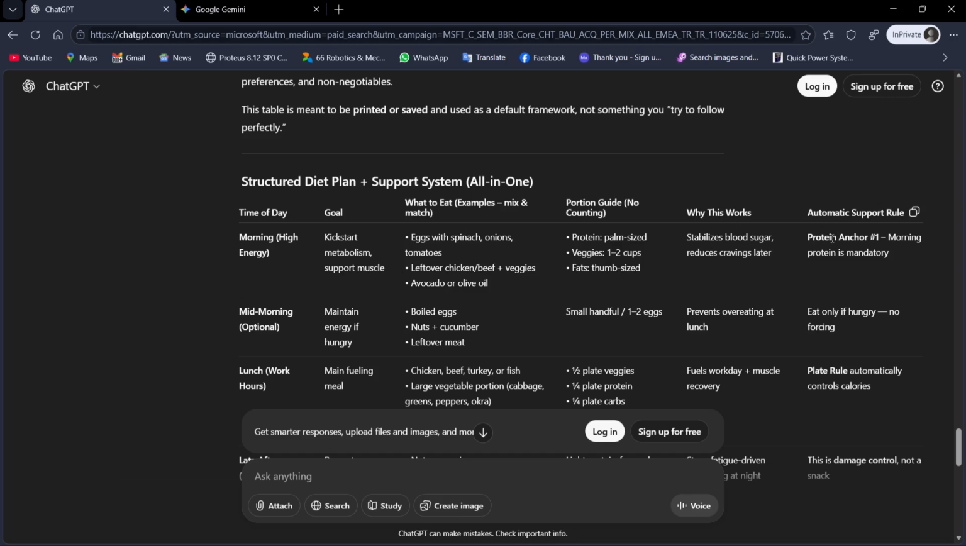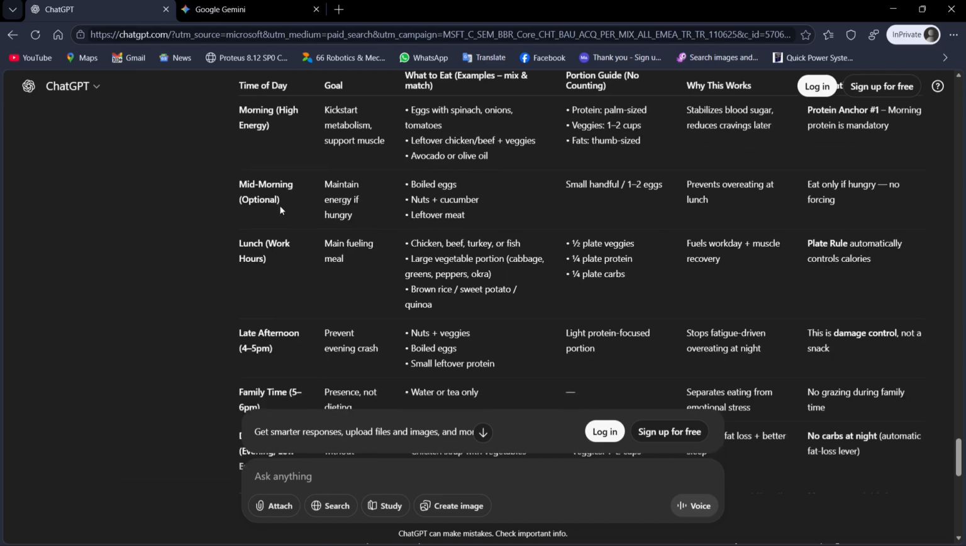Automatic support rule: protein anchor. Morning protein is mandatory. Meat mornings. Mid-morning, to maintain energy if hungry: boiled eggs, nuts plus cucumber, or leftover meat. Small handful or 1 to 2 eggs. It prevents overeating at lunch.